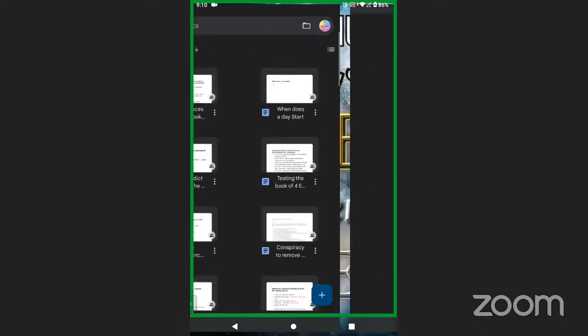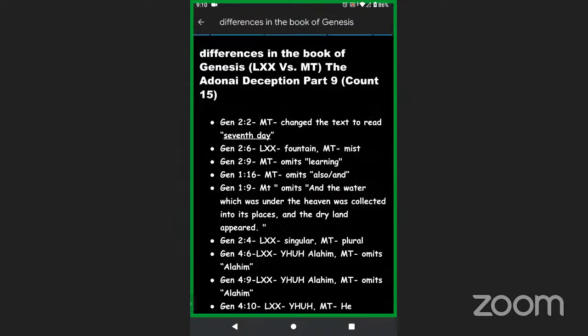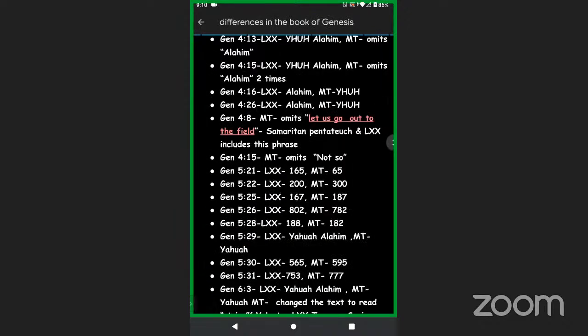Okay, let me just get back to the document, guys. All right, got some technical difficulties tonight with this connection here. It's very slow. It's usually not like this.